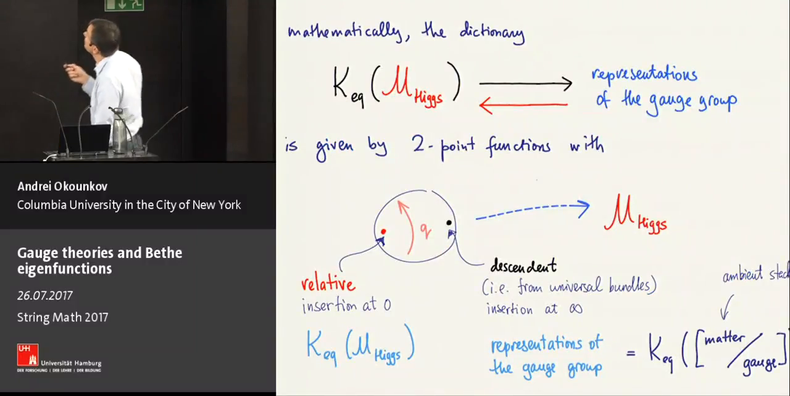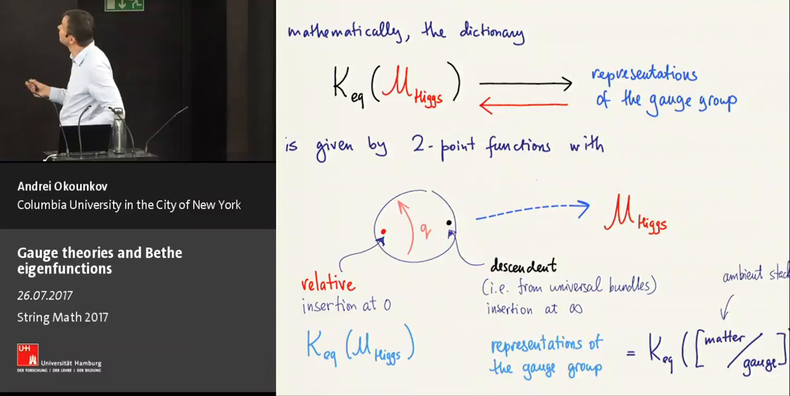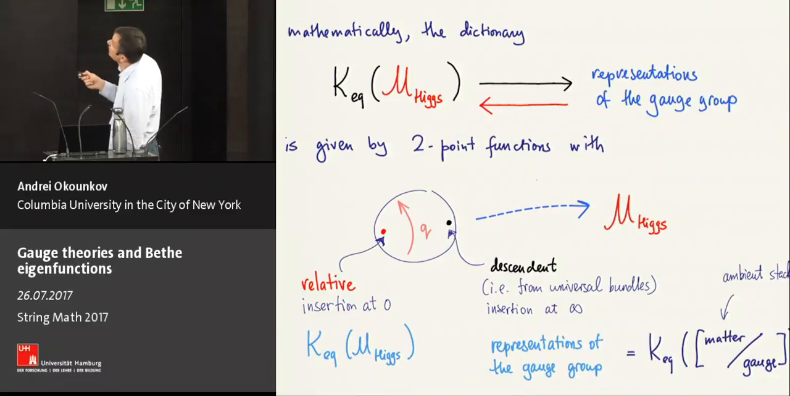So maybe I'll just reiterate that this dictionary that translates the maps going this way or that way, that infinity by finite matrix, is given by just a two-point function. You take your P1, and we'll take it equivariantly with respect to rotation, so it'll have two fixed points, 0 and infinity.